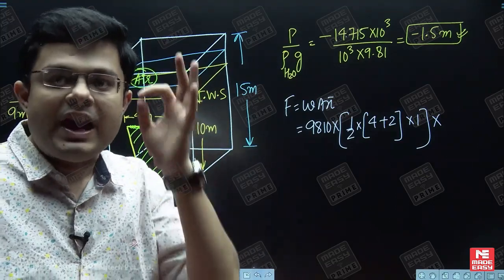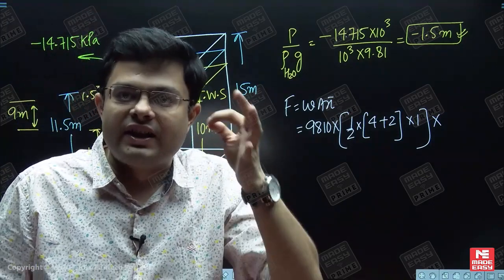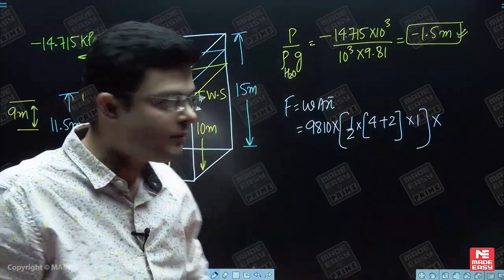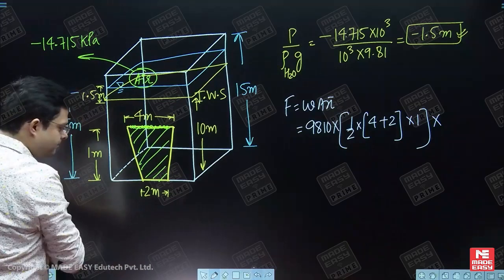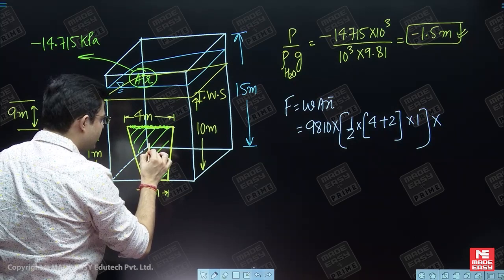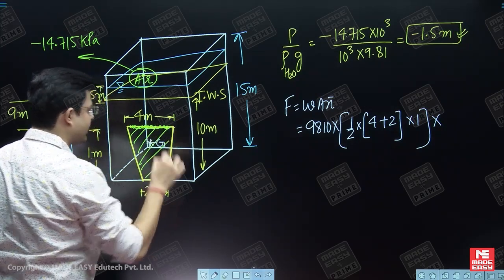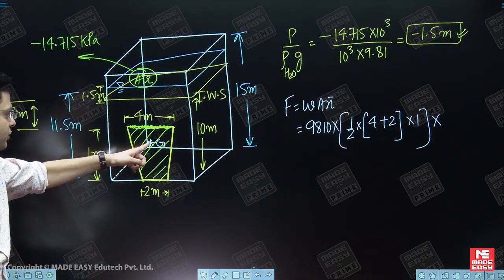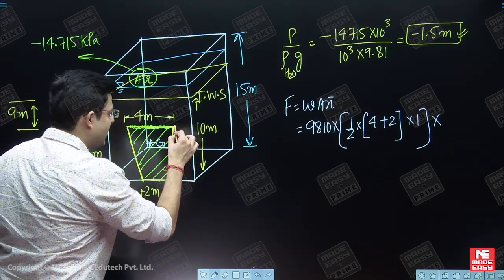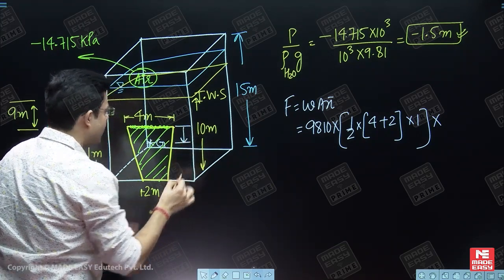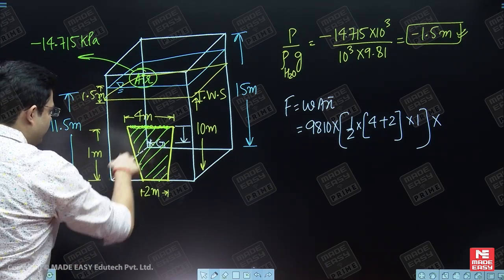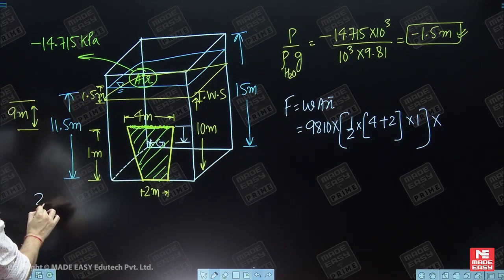What is x bar? X bar is the vertical distance of the CG of the surface from the free surface, and it's a trapezium. Now concentrate on the board. For this trapezium, the CG is going to lie somewhere here. How many students know from our classroom how to find the distance of this CG from this 4 meter side? Very simple. The distance of this CG from the 4 meter side is going to be twice of the opposite side.